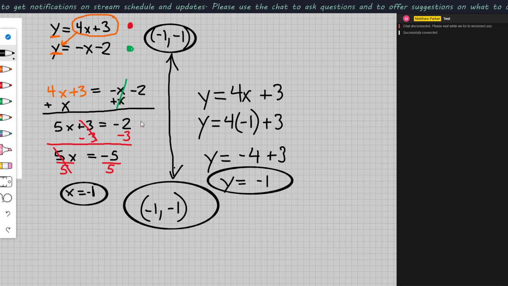I'm going to erase this, and I'm now going to do it with substitution. I'm going to leave this up so we can still see the problem.